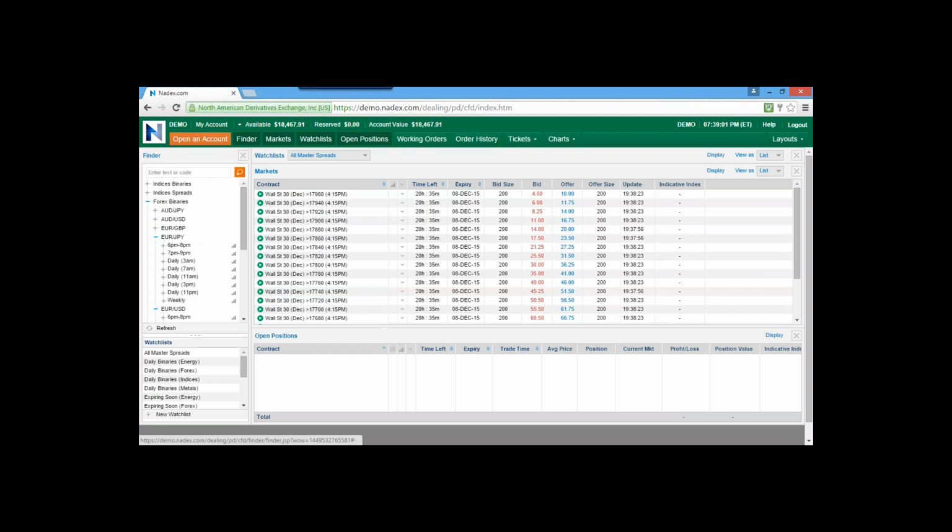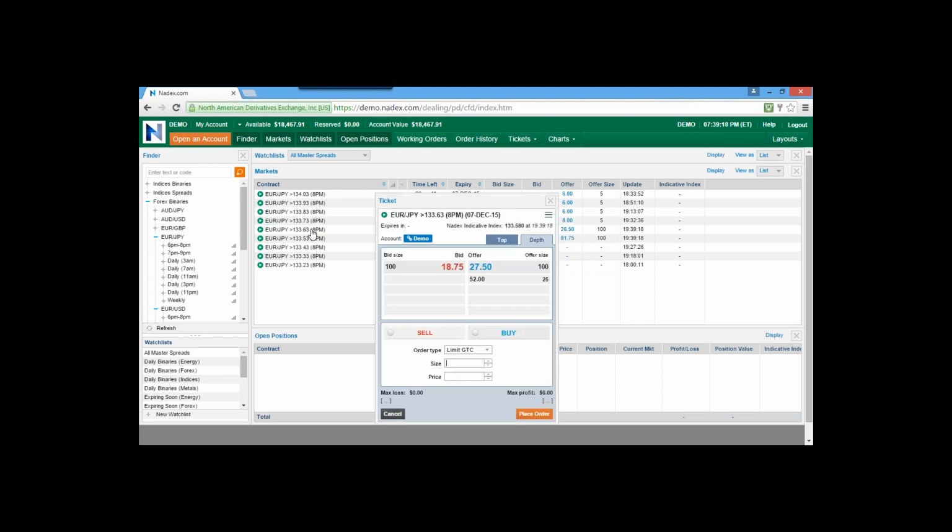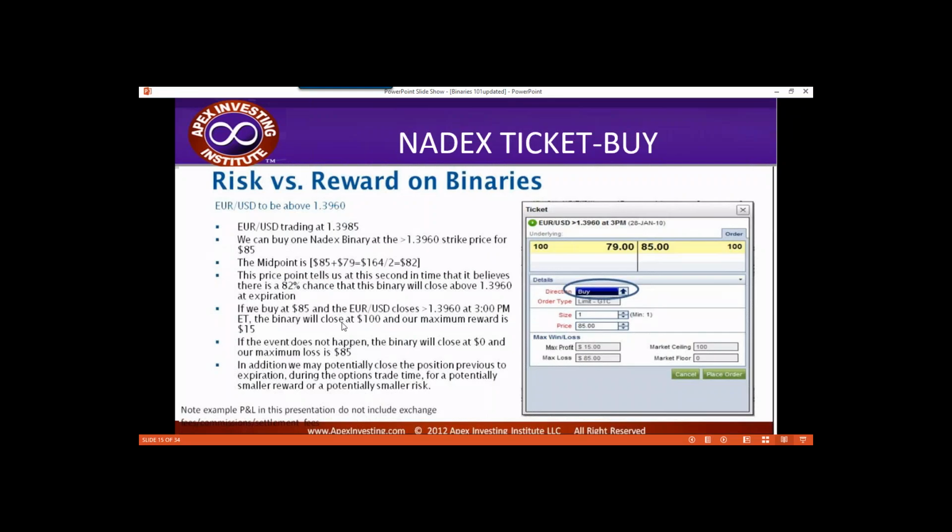But yes, if you want to equate it to Nadex, it's going to be the last tick quoted there. So if you're saying the euro dollar will be above 133.63, it can't be 133.62999. It has to be above. Or if you're selling it, for example, when I'm saying it'll be less than 133.63, it has to be less than 133.6300.